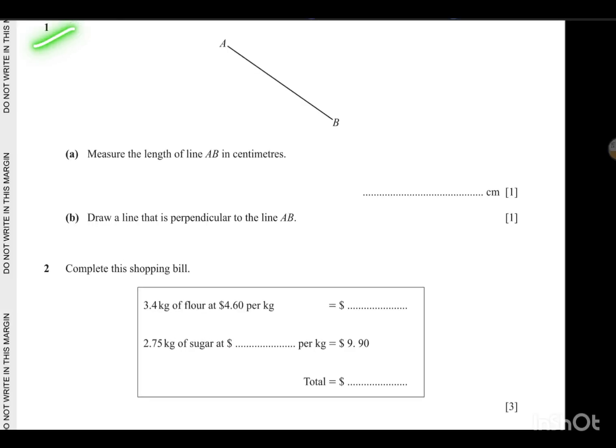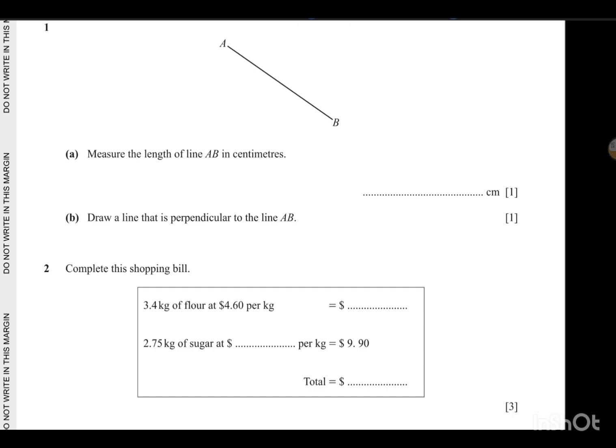Question number 1. Measure the length of line AB in centimeters. Question A. So we have to measure this line. For this you need your ruler. So I'll make a video for this question in a separate tab and put that video link in the description. You can watch it. And question B also, draw a line that is perpendicular to the line AB. That also I will be including in that video. So this whole question you can watch by going to the link in the description.